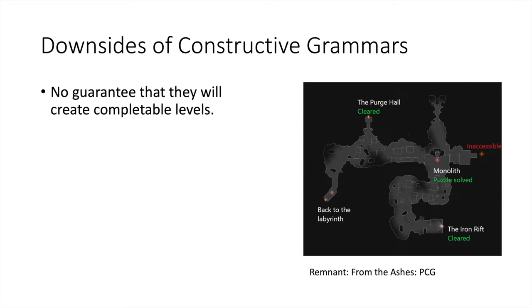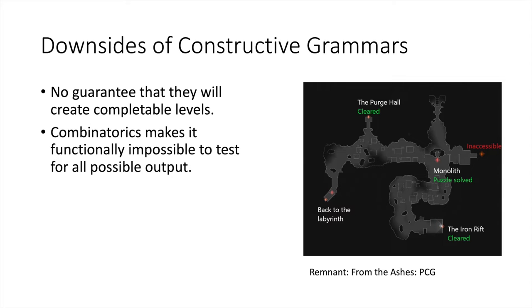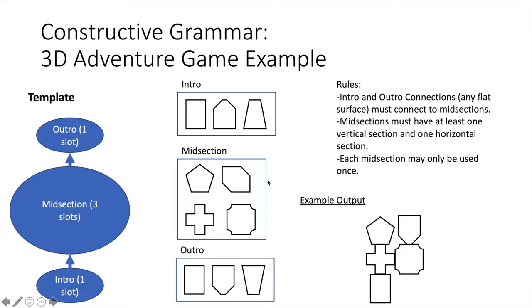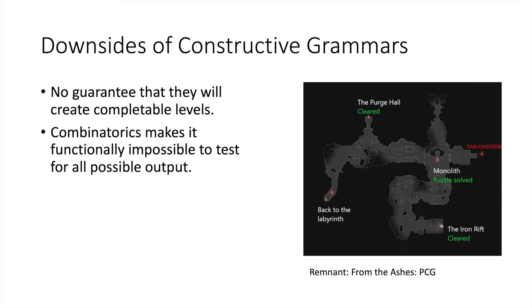Now the combinatorics also. Anytime we add anything, say in this example we added one midsection right here, because of the combinatorics of all the possible unique combinations of three midsections, if we had five midsection options, the three intros, the three outros, that explodes. Every time we add anything, we explode our possible output space by a lot. So the numbers we're working with here mean that it's functionally impossible to test for all possible output, which means it's totally possible that your generator can make something that you did not want it to make. And unlike with something like a GA, we don't generally do some sort of search afterwards to make sure that, oh, hey, this level fits certain constraints.